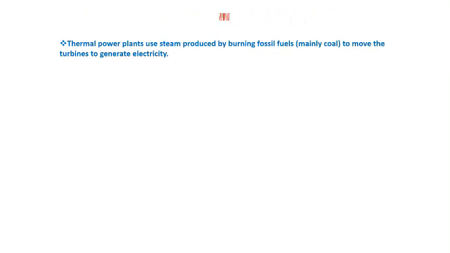Now the next is thermal power plants. So now we will discuss thermal power plants. Let's discuss the key points of thermal power plants and then we will proceed to the total things. Thermal power plants use steam produced by burning of fossil fuel to move the turbine to generate electricity. Means by using a thermal power plant, one can change steam to electricity, means heat energy to electricity. So how it works, that thing we will discuss.